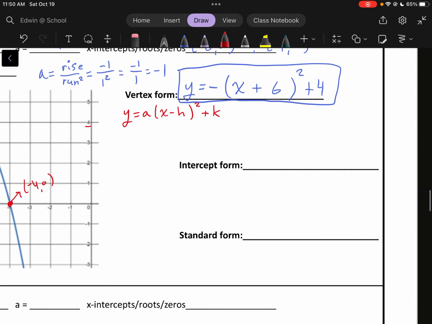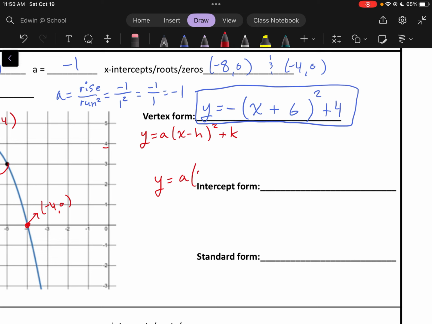For intercept form, we also want to make sure we remember it. And this one is even easier. We have y equals a, which we already know. It's up there, negative 1. Then x minus x1, x minus x2. Having this form in mind, let's just start with y equals a, which would just be negative 1. So I'm just going to put a little negative there. Then we have x minus x1. Our x1 and x2 in this case are going to be our roots, our zeros, our x-intercepts, so they're going to be up here.